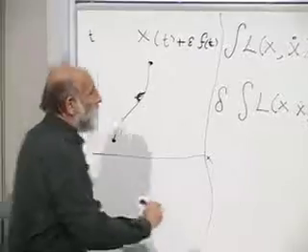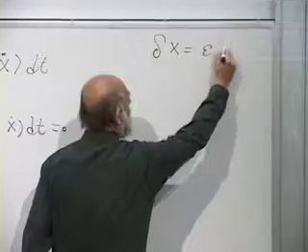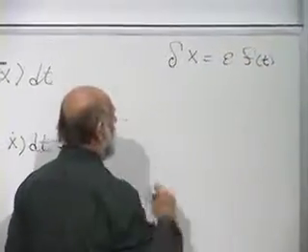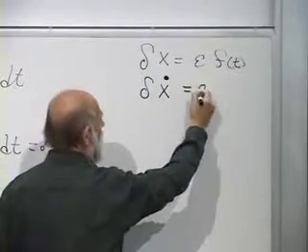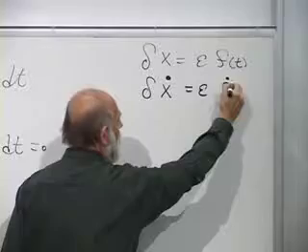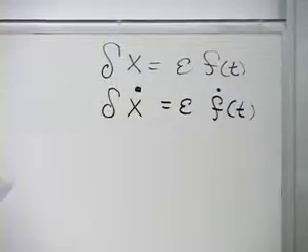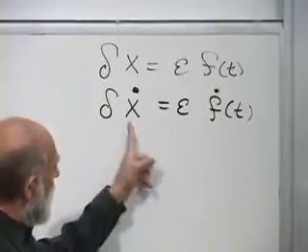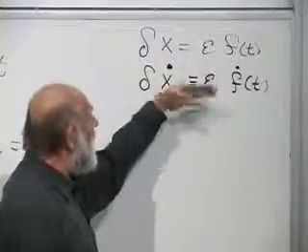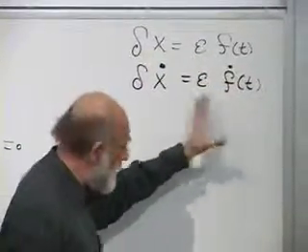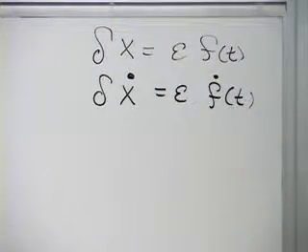Incidentally, let's write this out. The change in x is just equal to epsilon times f of t. And of course, it also follows that the change in the velocity is epsilon times f dot of t. We just differentiate both sides of the equation with respect to time. If x changes by a little bit, then the velocity associated with x changes a little bit. And we can imagine we have any number of coordinates and do the same thing. It's not restricted to just one coordinate, but let's fix on x and see what this equation says.